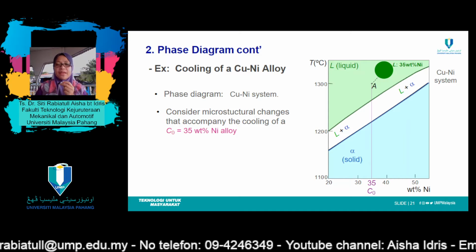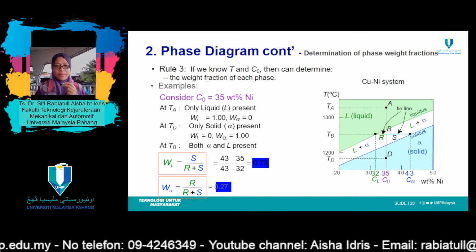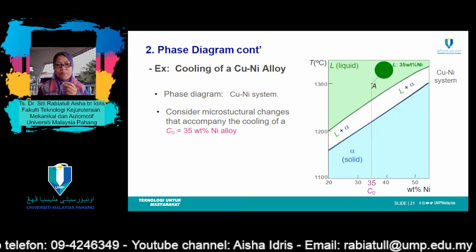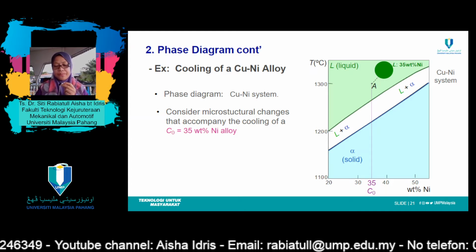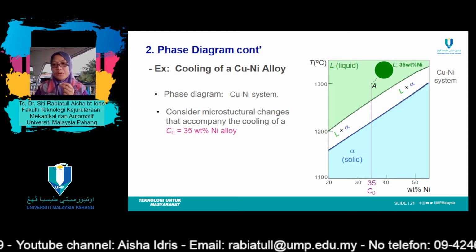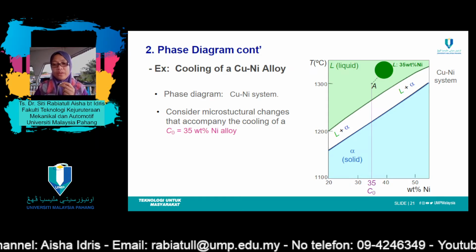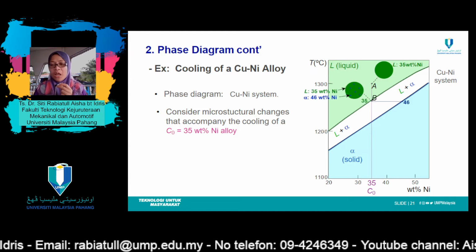Other than that, we calculate the weight fraction for each phase, and from the phase diagram we may also determine its structure. So let's take the same example, which is the copper nickel system with C naught equals 35 weight percent, at point B.